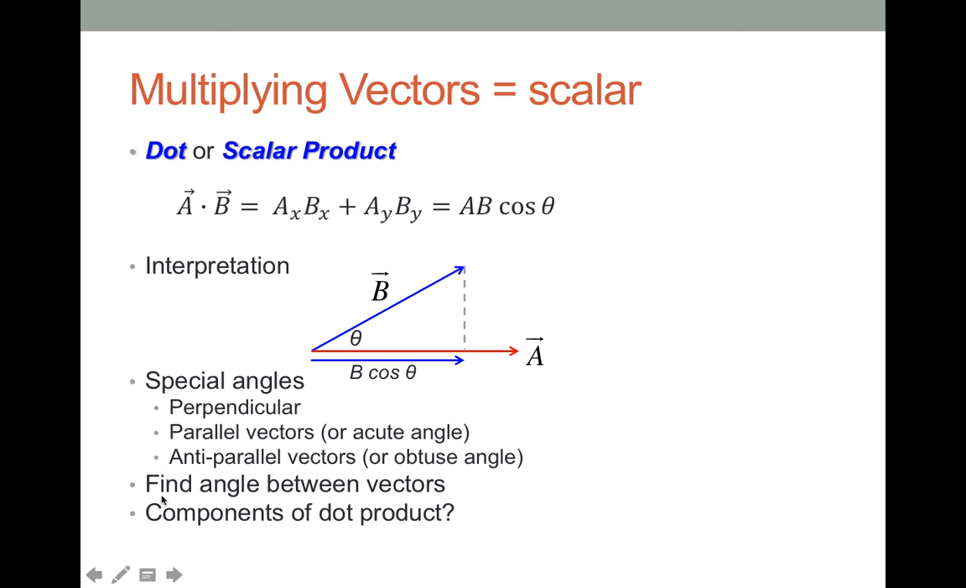Another thing we can do is use the dot product to find the angle between two vectors. So if I have the components of both vectors, I can calculate the dot product by just multiplying the components and adding them. Then I can find the magnitudes of each vector using Pythagoras. Then I can use this part of the equation right here to find the cosine of the angle in between them. It's the dot product divided by the product of the two magnitudes. That will then give me the angle in between them.